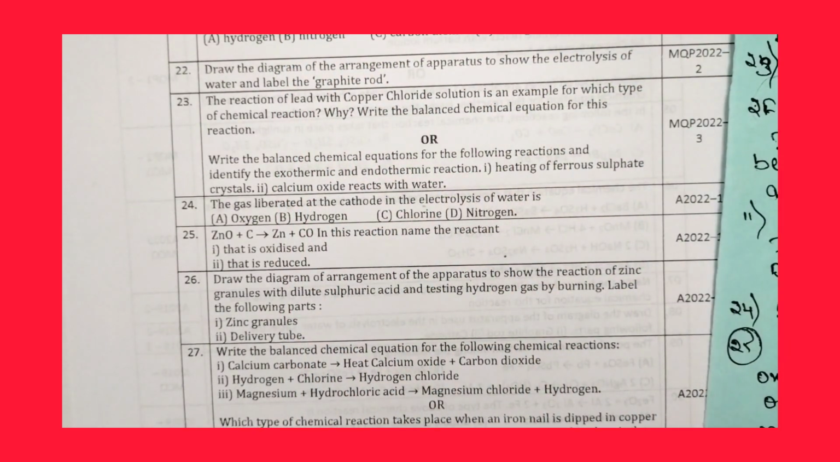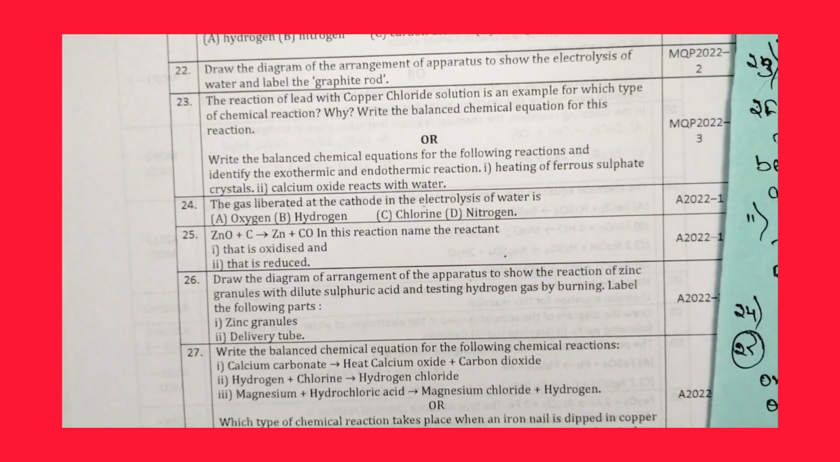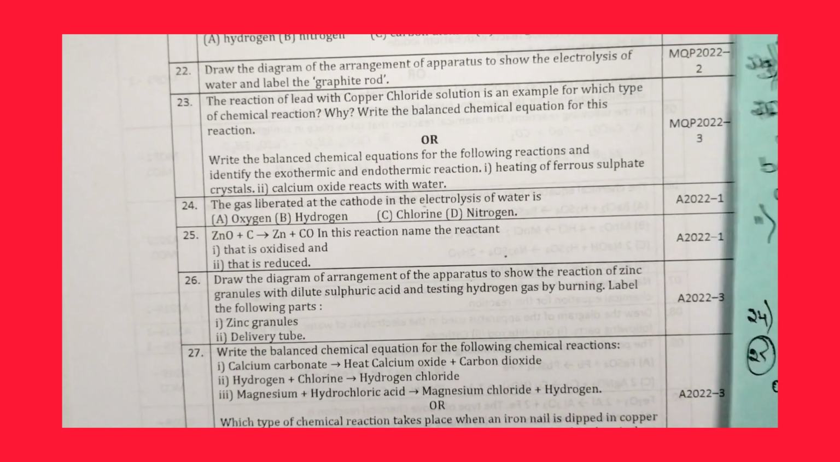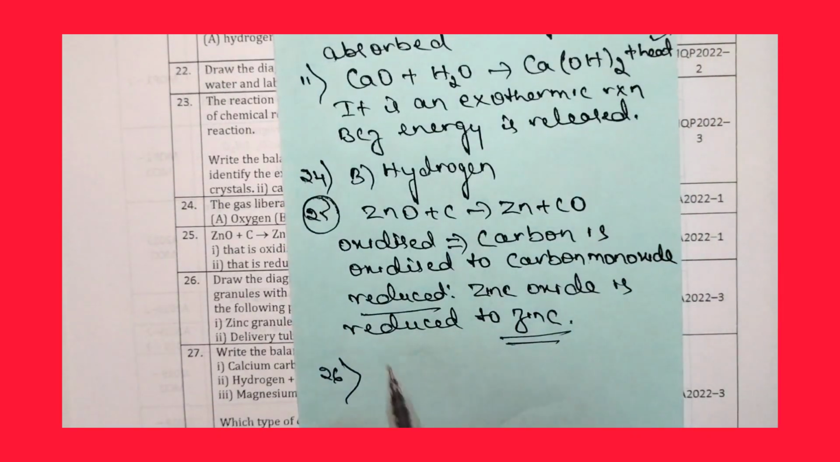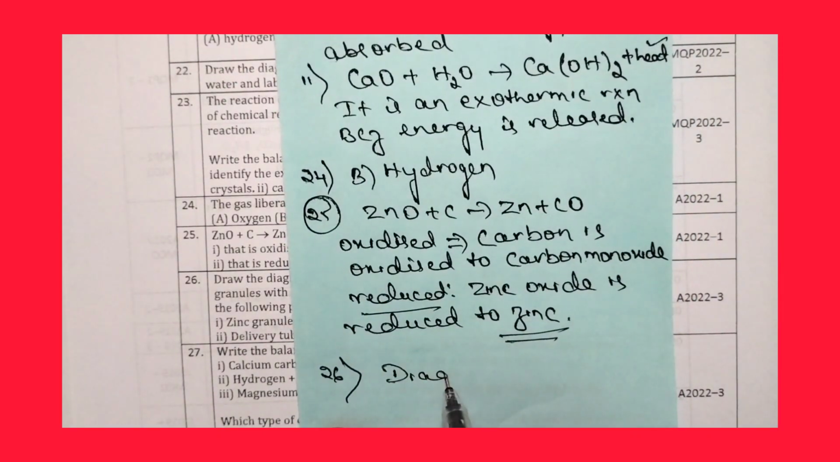Now let us move to the 26th question. Draw the diagram of an arrangement of the apparatus to show the reaction of zinc granules with dilute sulfuric acid and testing hydrogen gas by burning. Label the following parts: zinc granules and delivery tube. So the 26th question is a diagram.